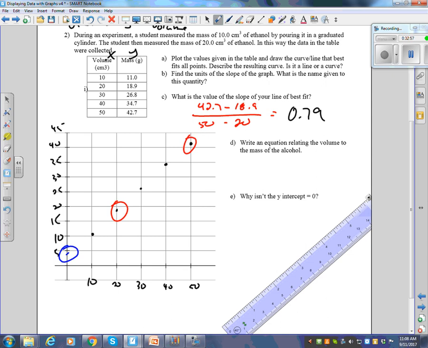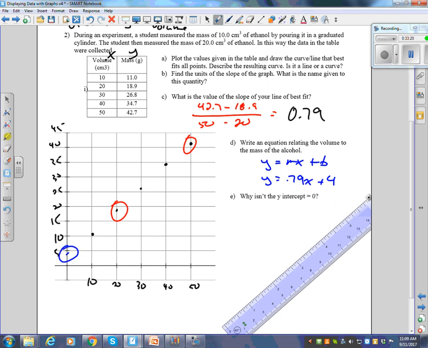So when we write our equation, when you go y equals mx plus b, have you guys done this before? I think you have. What's the slope? 0.79. So y equals 0.79x plus 4. That's the equation that relates this. That's the equation that works for the data.